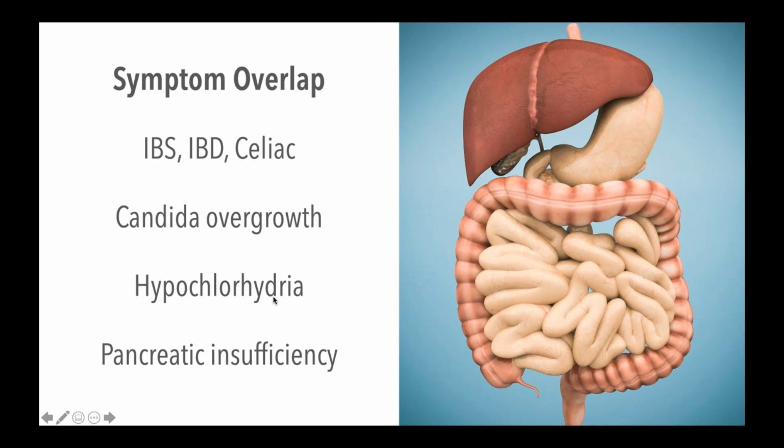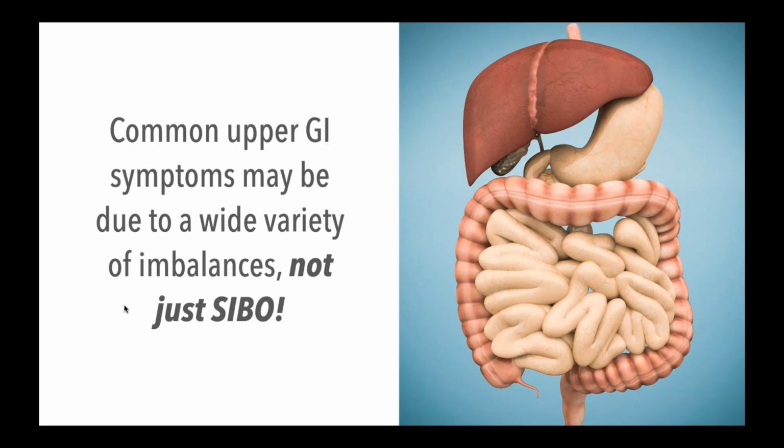And on GI map, we often do see evidence related to, for example, IBD, such as overgrowth of inflammatory type of bacteria, calprotectin is elevated, celiac, and certainly gluten sensitivity, candida overgrowth, hyperchlorhydria. We certainly get a good sense of that with GI map, and then pancreatic function. So these are some of the key additional factors to consider. So that brings me to the bottom line: common upper GI symptoms may not be due to just SIBO. They could be due to a wide variety of other imbalances.